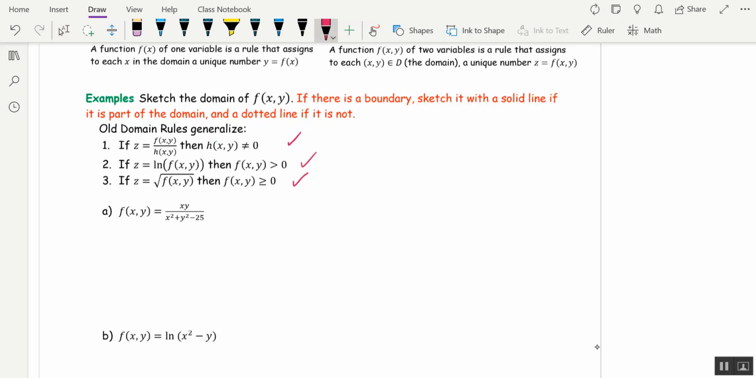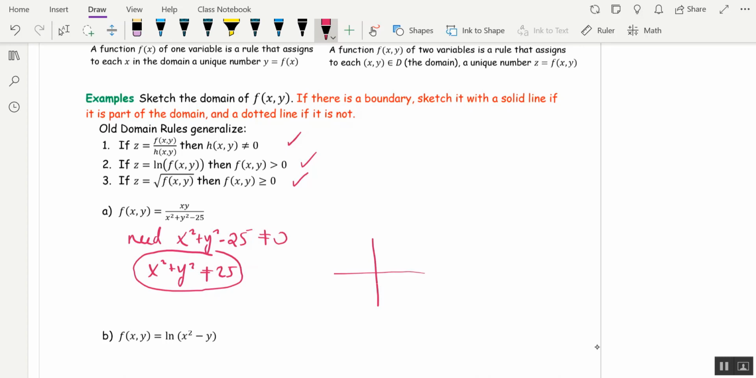Okay, so for this first one, what we need is x squared plus y squared minus 25 is not equal to 0. We don't want to divide by 0. So that's x squared plus y squared not equal to 25. So that describes the domain, and let's graph it. X squared plus y squared equals 25 is a circle of radius 5, and I'm dotting that in because those points are not included in the domain. What is included is all the other points in the plane. So the inside and the outside.